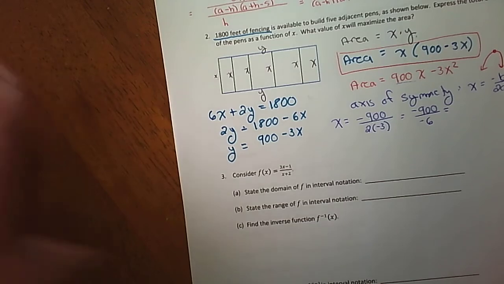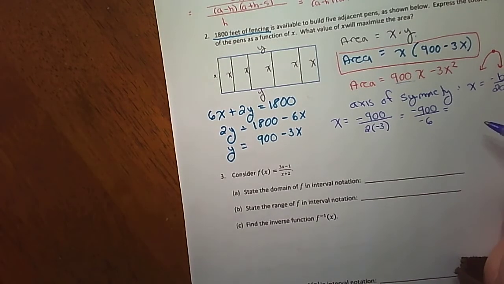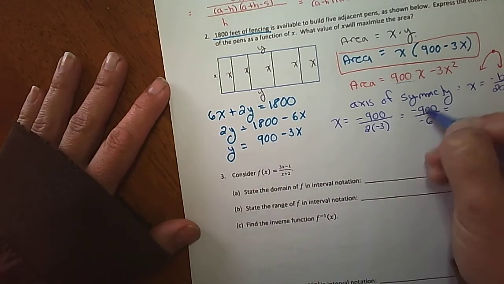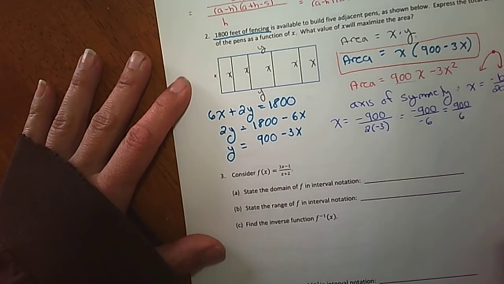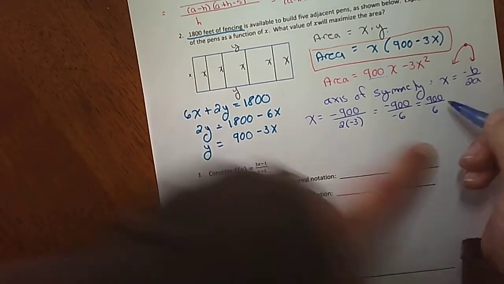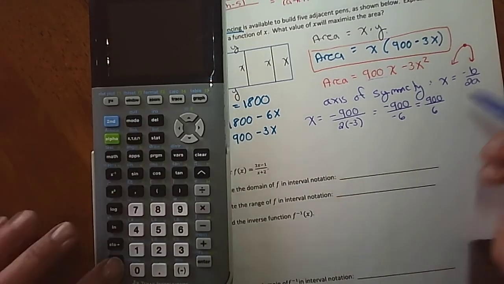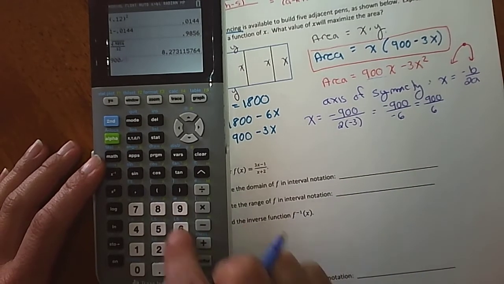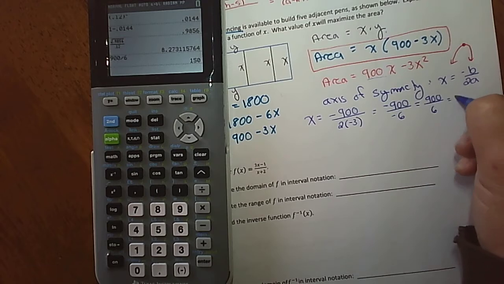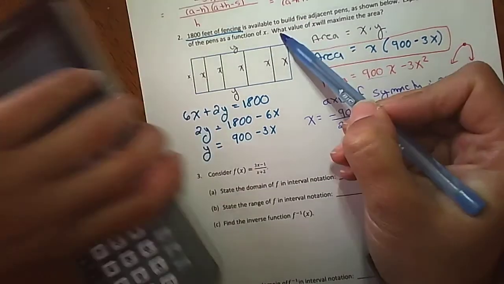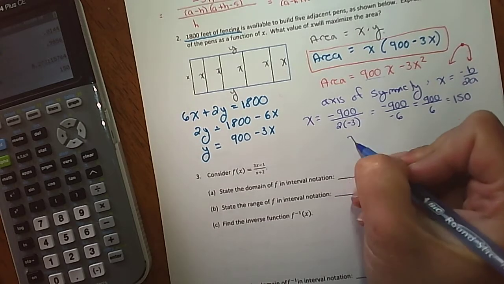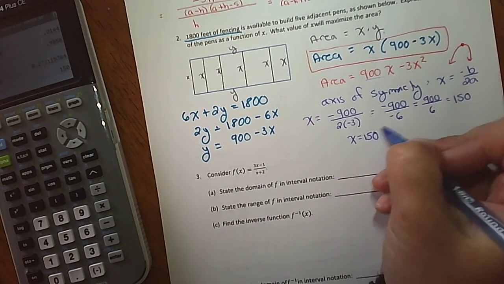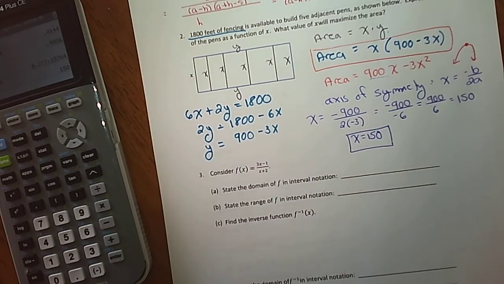Negative over negative, right, is positive. So if we reduce this now, this is 900 over 6, right? They both have 3 in common, or let's face facts, you're going to have access to your calculator, so I'm going to, right? I'm getting 150. Okay, so for what value of x will maximize this? Boom, x equals 150. And that's the answer to number 2.